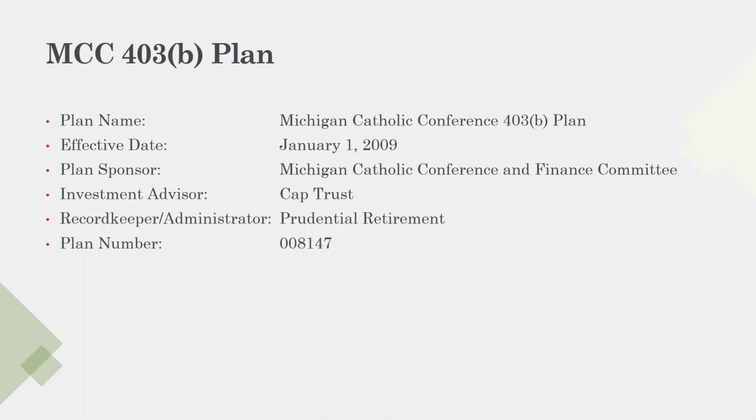So what is the MCC 403B plan? This is just some data on the plan. The formal name is the Michigan Catholic Conference 403B plan. We often refer to it as the MCC 403B Retirement Savings Plan. The plan became effective January 1st, 2009.